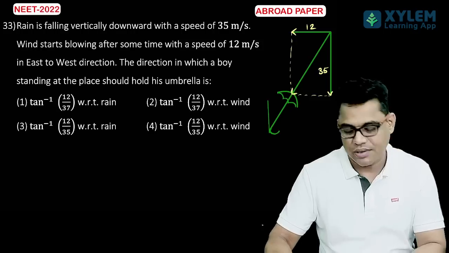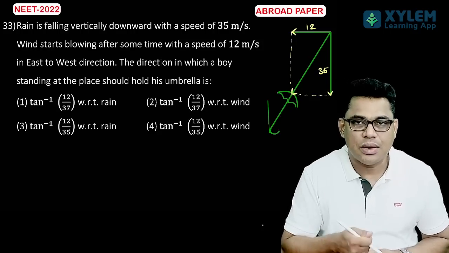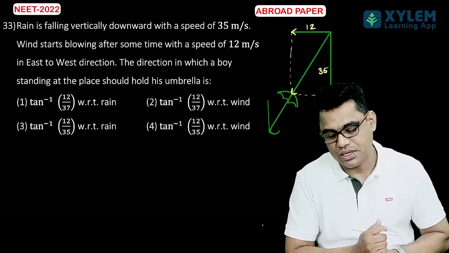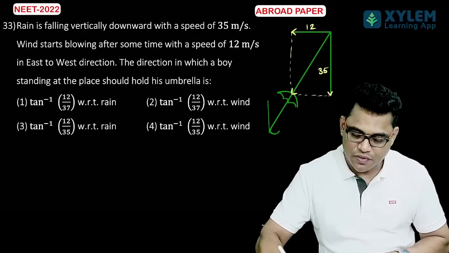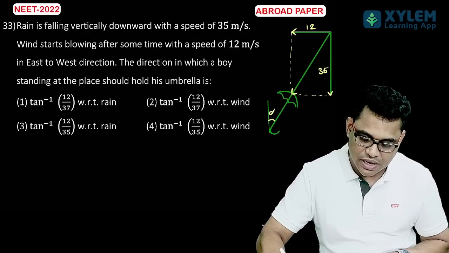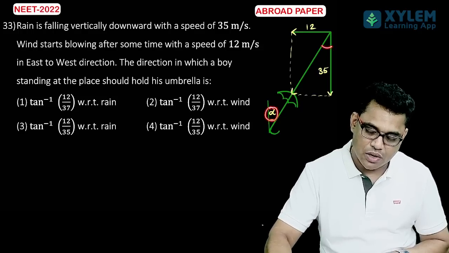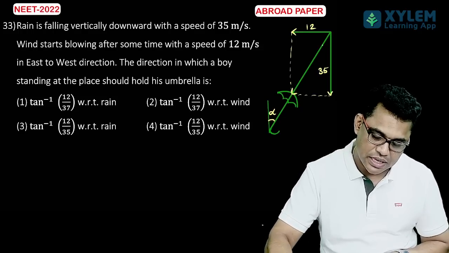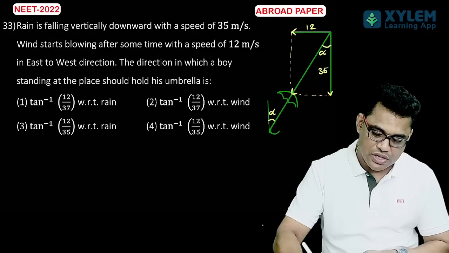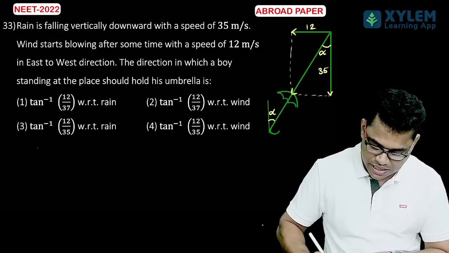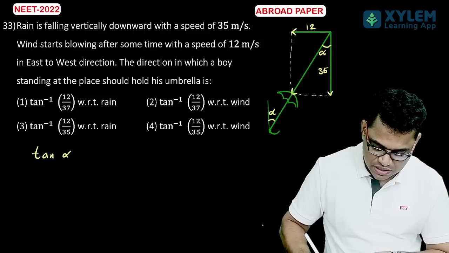This is the resultant. See, he has to hold his umbrella against the resultant velocity. So, what angle does he have to make with the vertical? Let that angle be alpha. If this particular angle is alpha, this particular angle also will be alpha. That is from geometry.